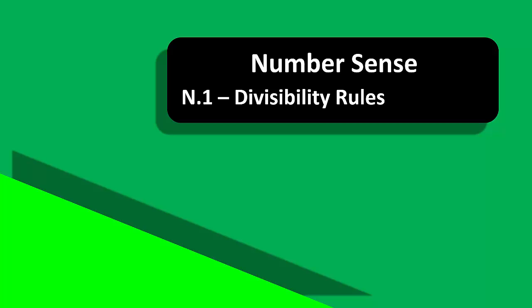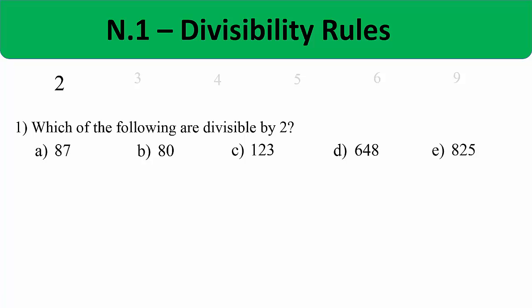So here's a quick recap of the divisibility rules for some of the main factors, integer factors of numbers. The first factor we're going to look at is 2. We know that a number is divisible by 2 if that number is even. And if we look at these 5 numbers here, the only ones that are even are 80 and 648. So those are the only 2 numbers that are divisible by 2, or have 2 as an integer factor.